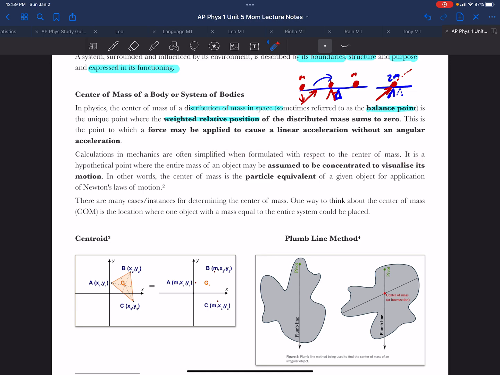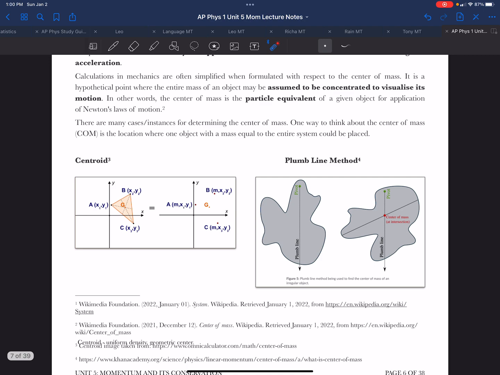So they are simplified. It's a hypothetical point where the entire mass may be assumed to be concentrated to visualize its motion. And that's just what I described. Or it's a particle equivalent of a given object for application of Newton's laws of motion. So this is the equivalent point that if the mass were all there, this whole system would behave the same as this system. So there's many, many different ways and instances for determining the center of mass. And as I said before, the best way to think about this is that it's the location where one object with a mass equal to the entire system could be placed.